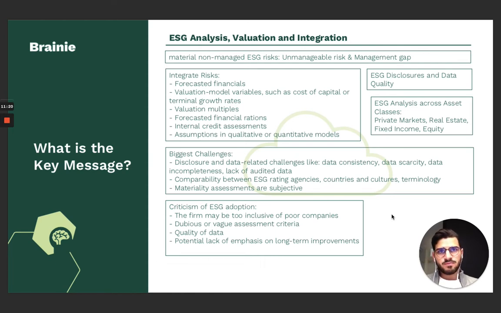The curriculum then further explains materiality assessment and risk mapping. Again, not all risks are material and not all can be managed. There are two types of material non-managed ESG risks. Number one, the unmanageable risks, which cannot be addressed by company initiative, and then the management gap, which represents risks that management has not yet addressed. Then the next chapter addresses how once identified, these risks can be integrated in the valuation of a company.